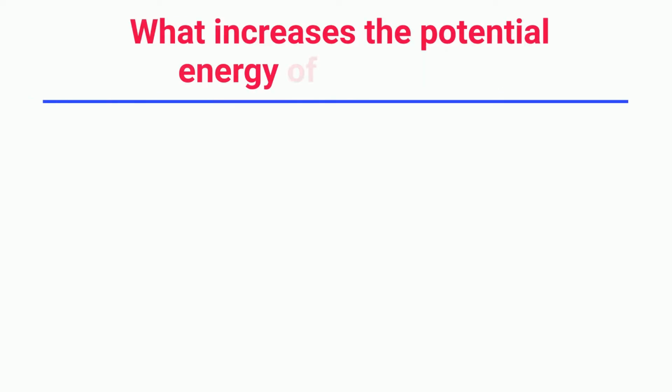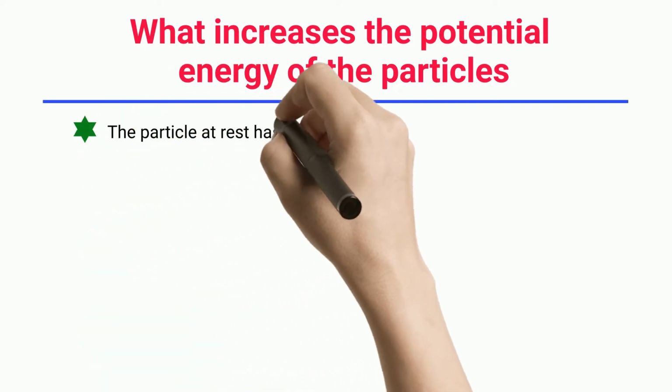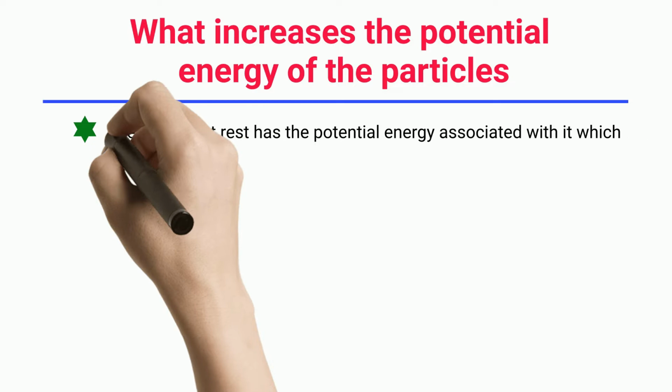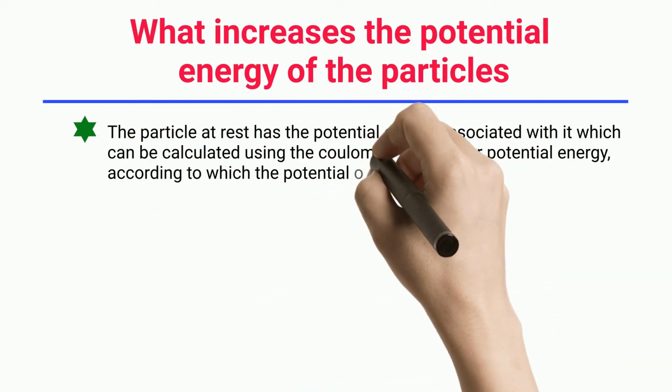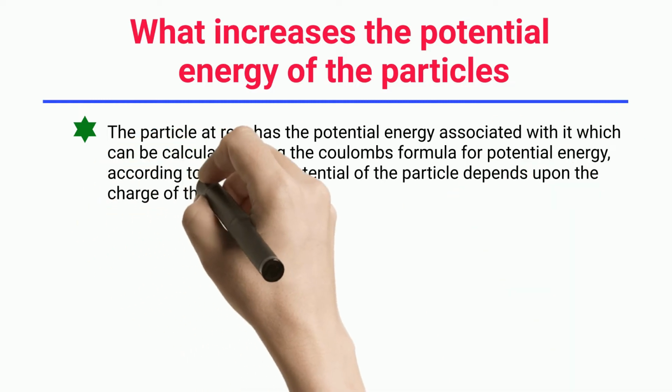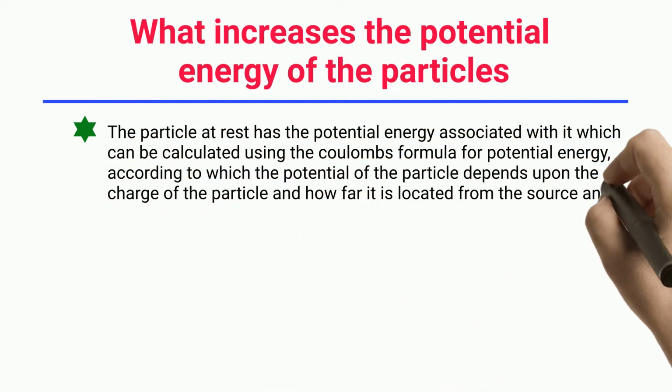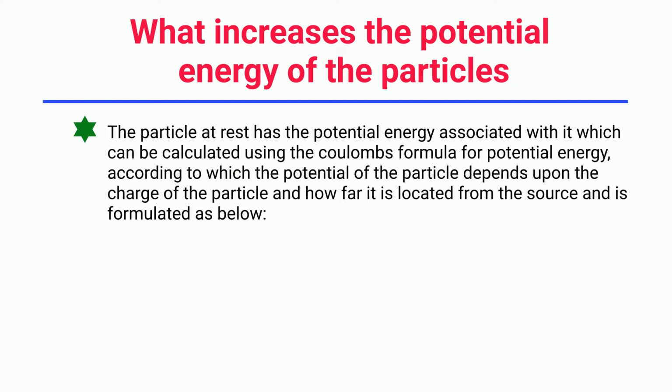What increases the potential energy of the particles? The particle at rest has the potential energy associated with it, which can be calculated using Coulomb's formula for potential energy, according to which the potential of the particle depends upon the charge of the particle and how far it is located from the source, and is formulated as below.